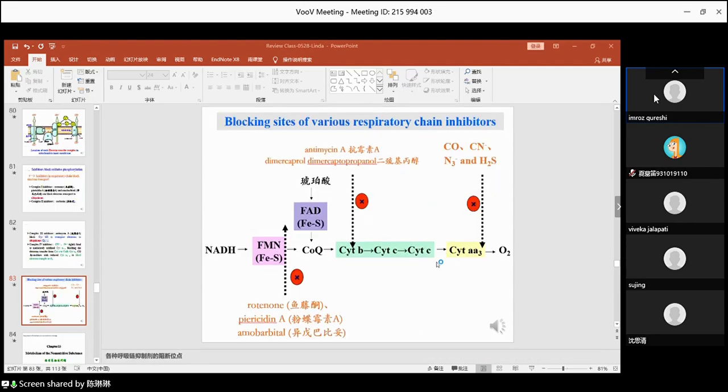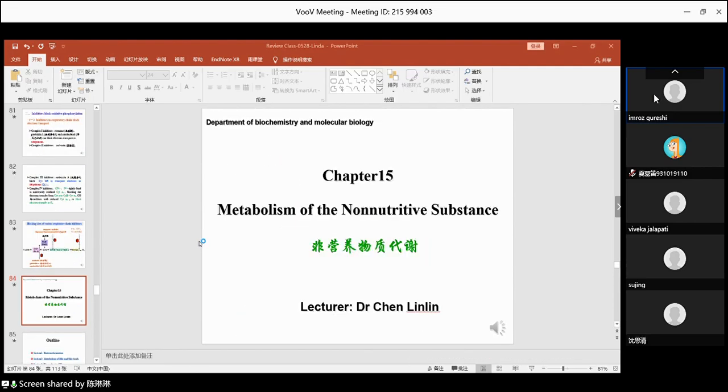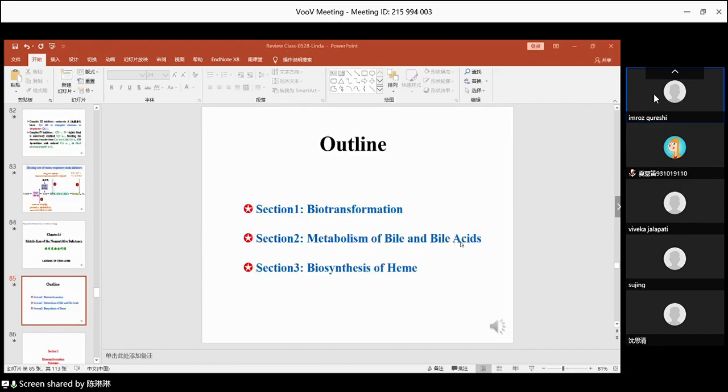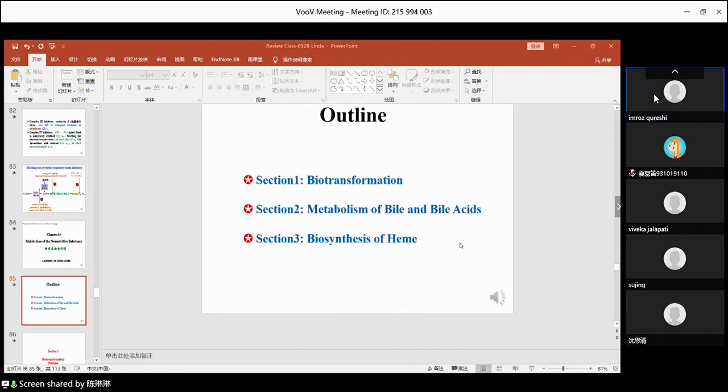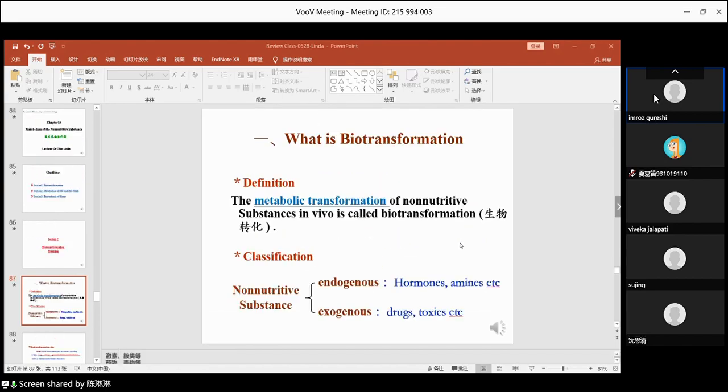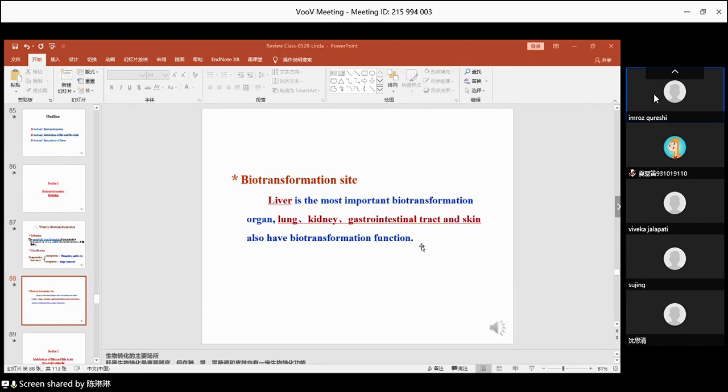And next part is the metabolism of non-nutritive substances. In this part, you should first remember the definition of biotransformation, okay? And you should know the classification of non-nutritive substances. And secondly, you should remember the biotransformation site very clearly. The liver is the most important organ of biotransformation.